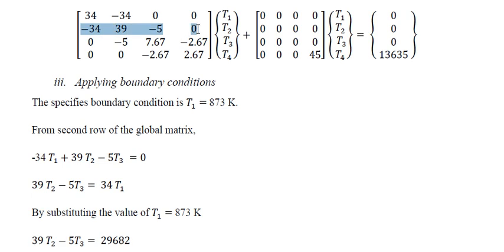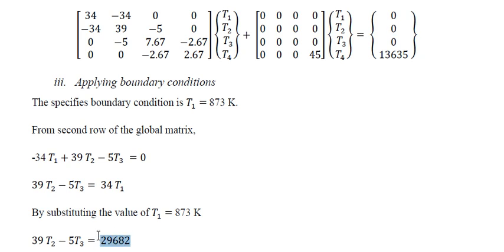this row can be replaced as, make it 0. This is 0. 0, 39, 5, 0. But here 0 is replaced by this number 29682. 29682 is written here. Did you understand? 29682 is written at this position.